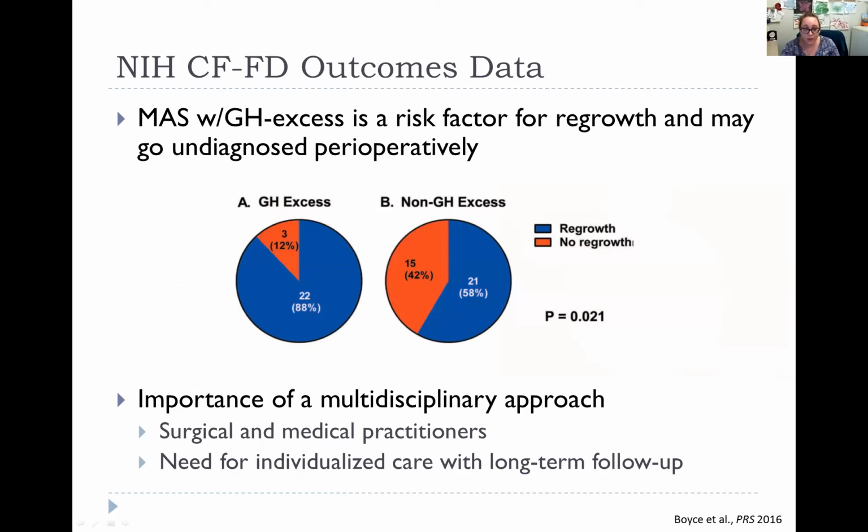And while this might go undiagnosed perioperatively, looking at these pie charts, on the left side is showing regrowth, which is present in blue in subjects with growth hormone excess as compared to those without growth hormone excess. And while there still was significant regrowth, this was significant comparing growth hormone versus non-growth hormone excess. So this says to surgeons, before you just get happy and operate, maybe you should make sure that there aren't other things going on. And this is, of course, important as a multidisciplinary approach.